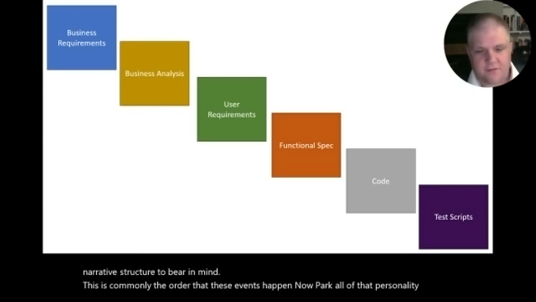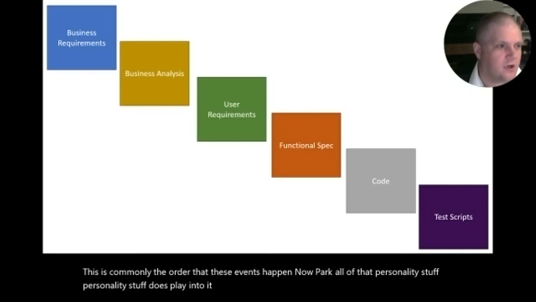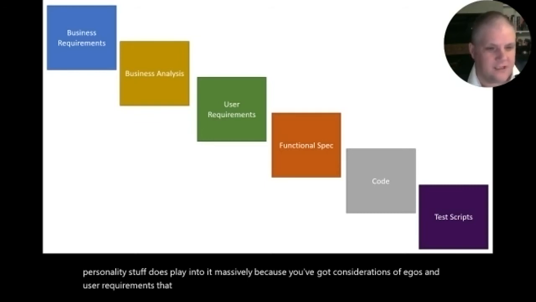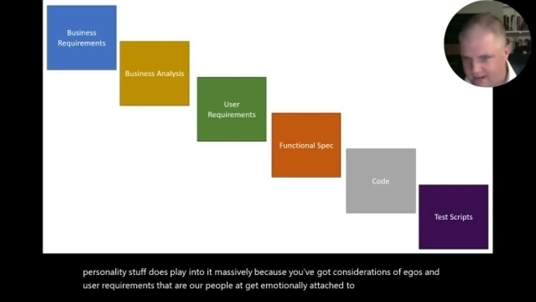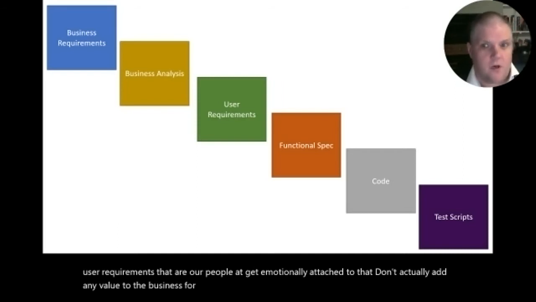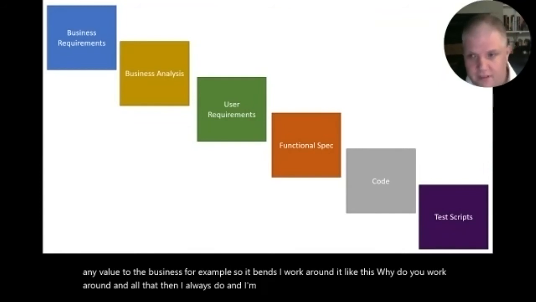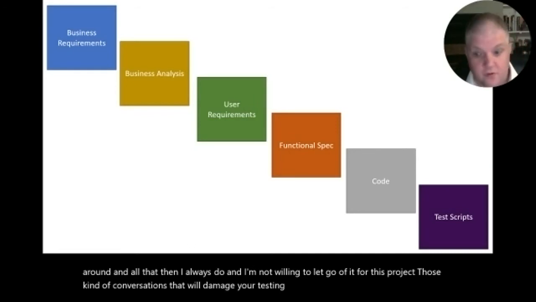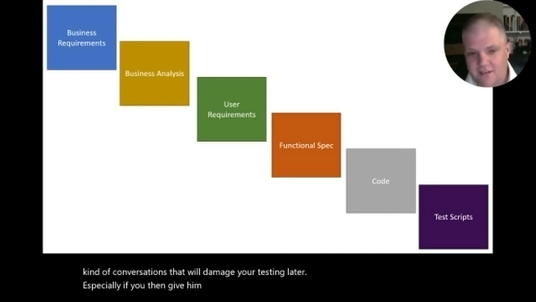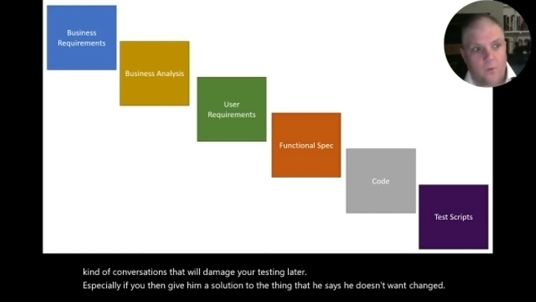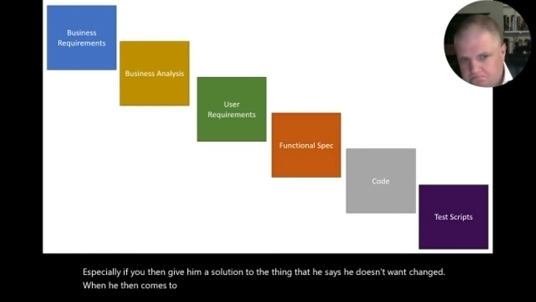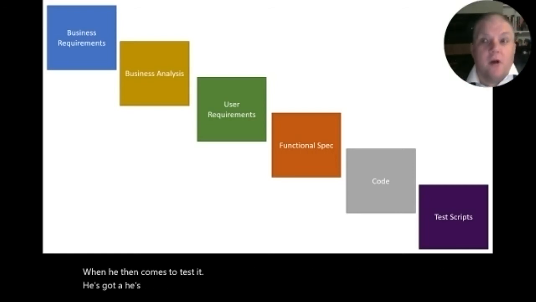The personality stuff does play into it massively, because you've got considerations of egos and user requirements that people get emotionally attached to, that don't actually add any value to the business, for example. So Ben's like, I work around it like this. Why do you work around it like that, Ben? I always do, and I'm not willing to let go of it for this project. Those kind of conversations will damage your testing later, especially if you then give him a solution to the thing that he says he doesn't want changed. When he then comes to test it, he's got an emotional incentive, if not a financial one, to make that testing fail.